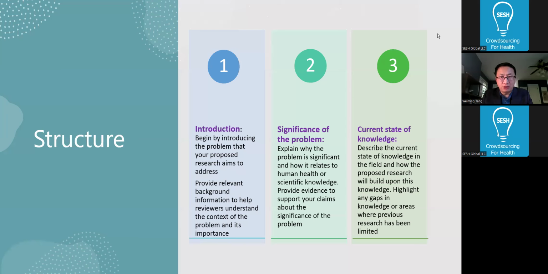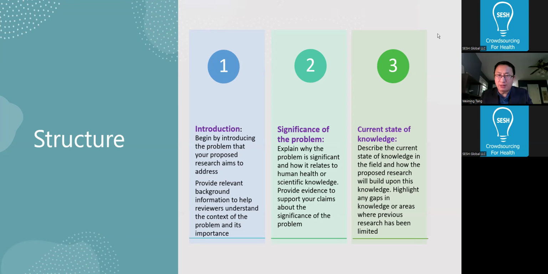Second, after you introduce the problem, you need to convince the reviewers why this problem is significant. You need to explain why the problem is significant and how it's relevant to human research, human health, or scientific knowledge, and provide evidence to support your claim about the significance of the problem. This repeats the previous message, and I will use an example to explain in more detail later.